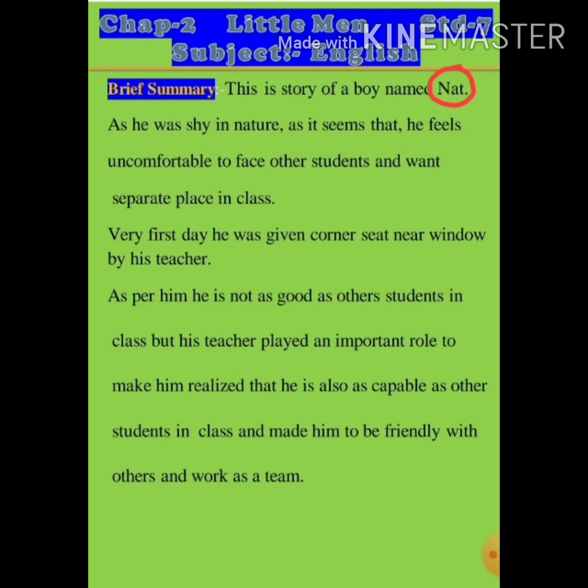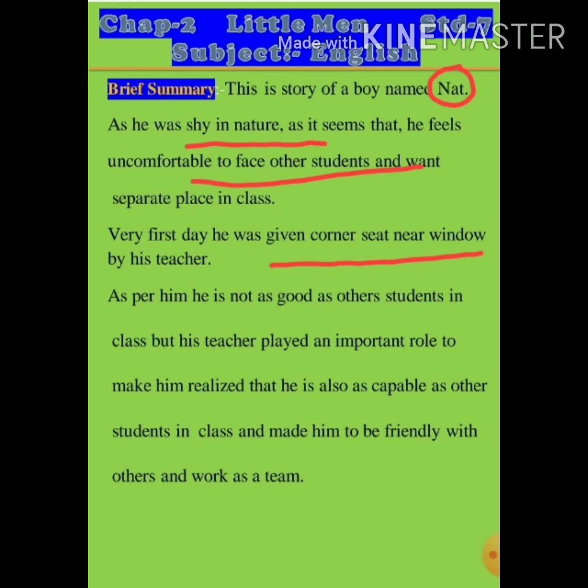So how does the chapter start? First of all, Nat entered the class. He is a newcomer in the school. As he entered the class, it seems that he doesn't want to talk to others because he is very shy in nature. That's why his teacher gave him a seat in the corner by the window.